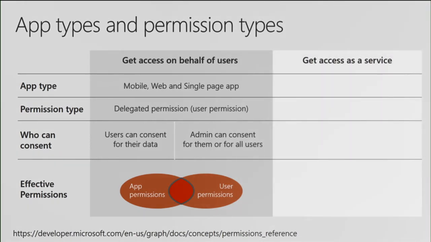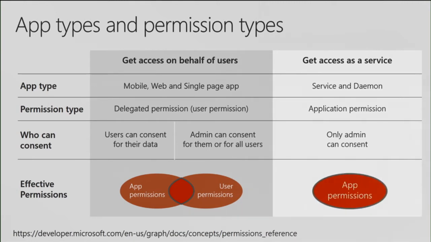The other thing we have is getting access as a service. In this case, it could be a service or a daemon, like some process workflow that you have running in the background, or maybe some email archival system, for example. Here we call this an application permission. This has broad access, so only an administrator can grant an application access to this data.